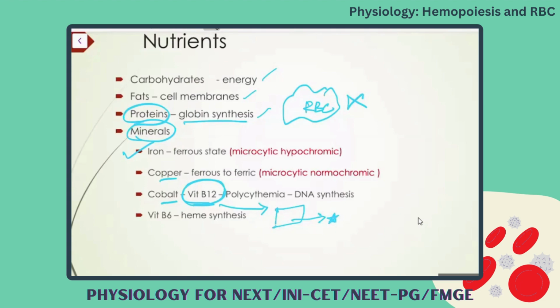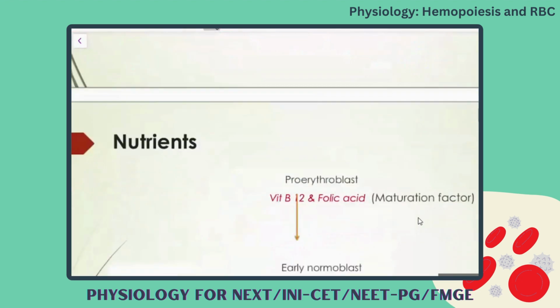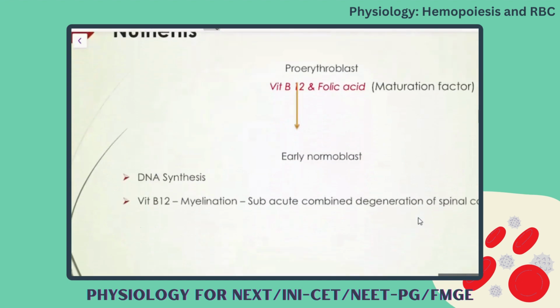So that is how minerals play a major role. If hemoglobin inside the RBC is not formed normally, iron deficiency, B12 deficiency, and B6 deficiency will all show their reflection in the RBC, and the functions the RBC is meant to do will not happen. Clear? This is what I have explained.